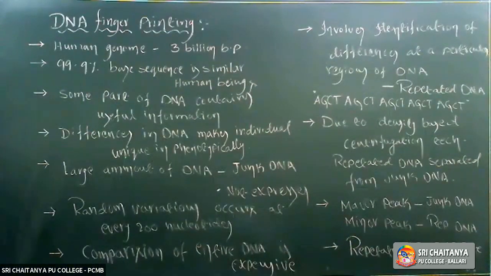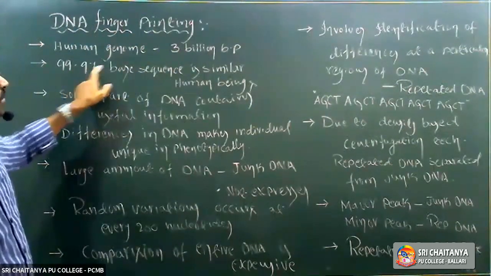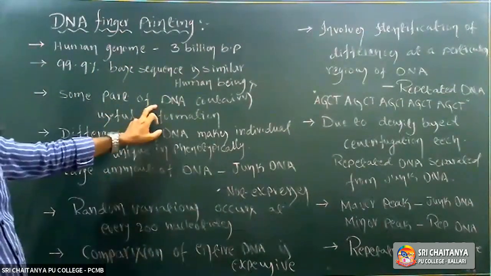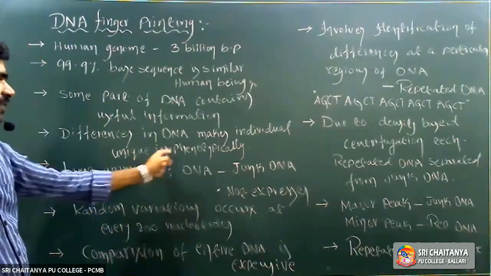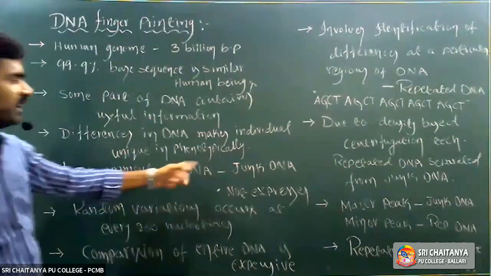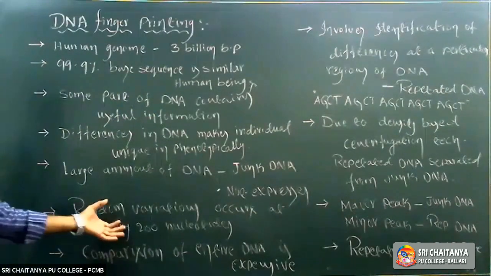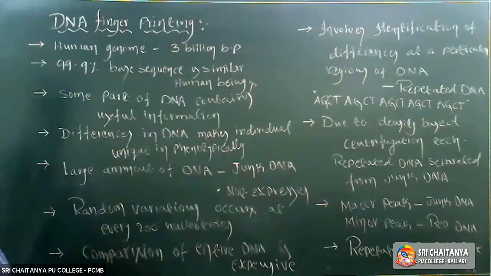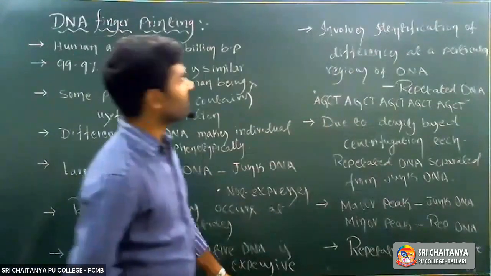Note this down, it's a brief introduction. Again repeating, the human genome contains 3 billion base pairs. 99.9% of base sequences are similar in all human beings. Only some part of DNA contains useful information, and differences in DNA make every individual unique in phenotypic appearance. A large amount of DNA is called junk DNA; it does not express characters. Random variations occur at every 200 nucleotides in junk DNA, right? So comparison of the entire DNA is an expensive task, right?